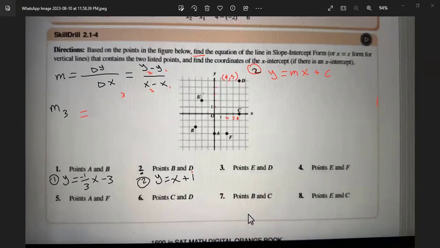Point E. Where is E? Yes, E is here. E is at x equals -2 and y equals 2, so -2 and 2. Is it clear? So we have to make a straight line equation for this part.